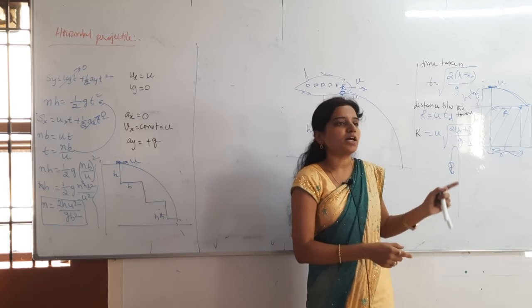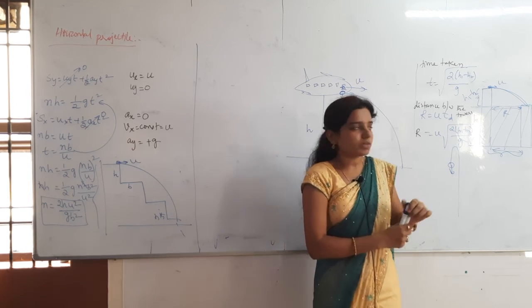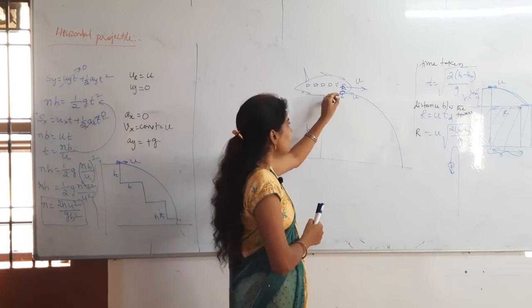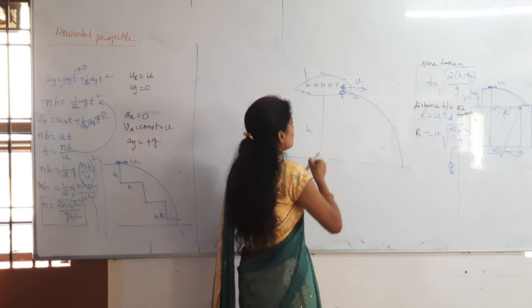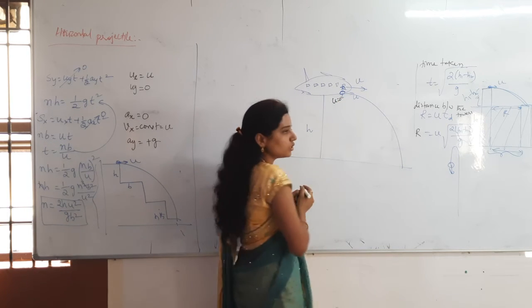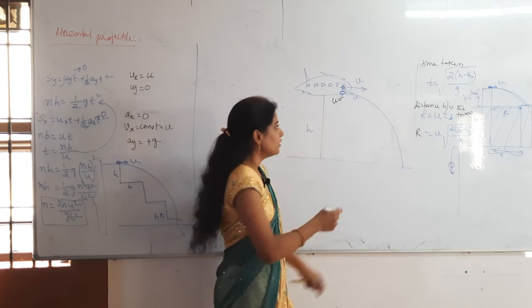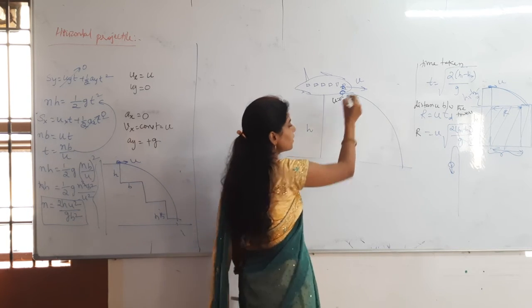Nothing but it will follow the parabolic path. So here the aeroplane is moving with what velocity? U velocity. The bomb is dropped, so here u is equal to how much? 0. But which velocity is there already? Horizontal velocity is there. Vertical velocity is 0, horizontal velocity is there.